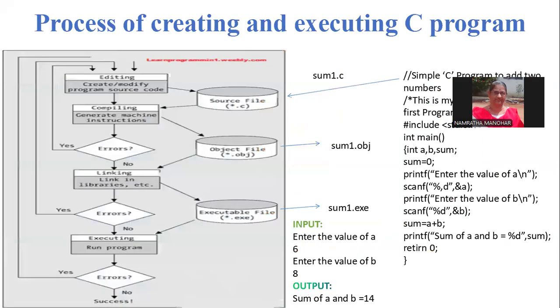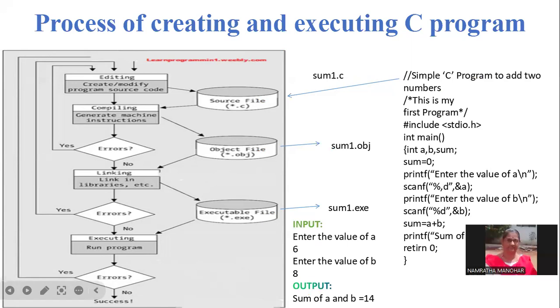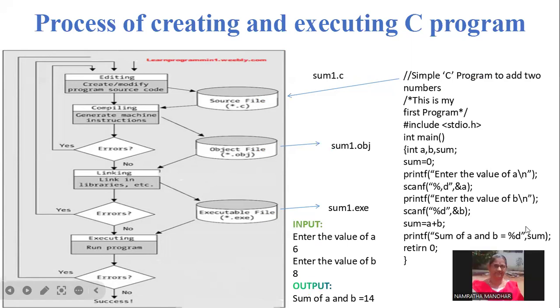Right? Now, what is the process of creating and executing the C program? You have written the program, but now what is happening to the program? How are we getting the output? What are the various files created during the creation and execution of the file? So this is the process of creating and executing the program.